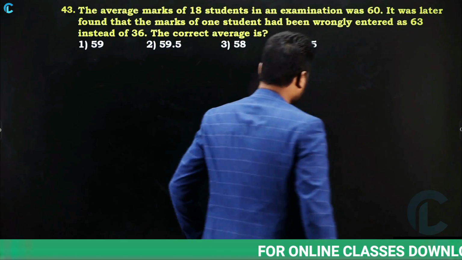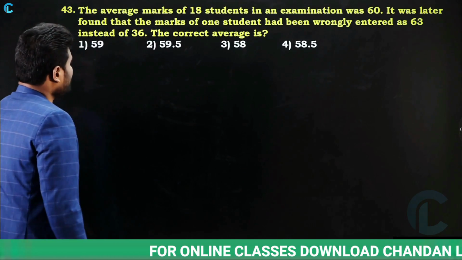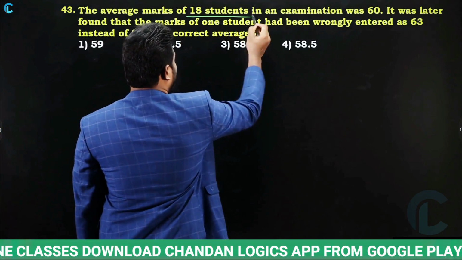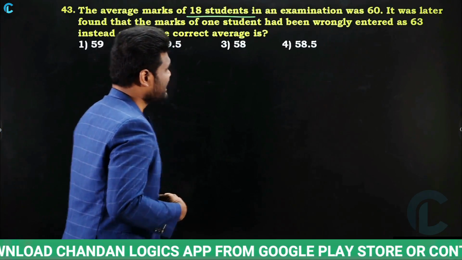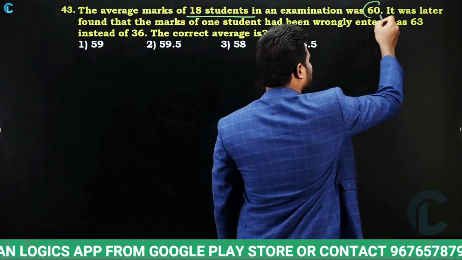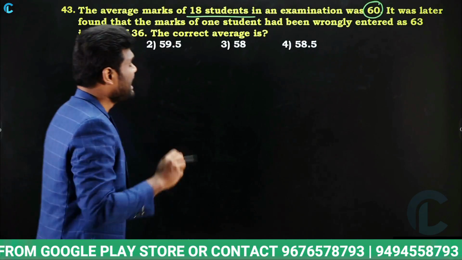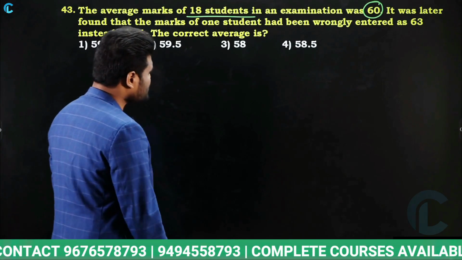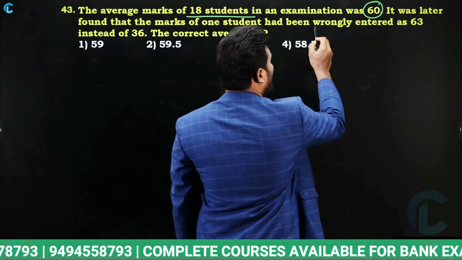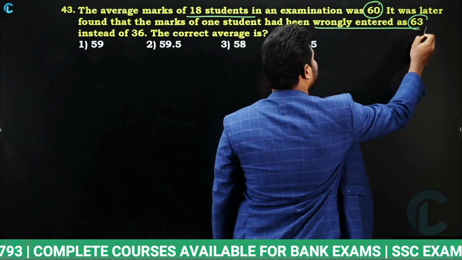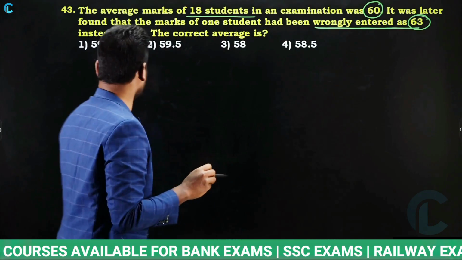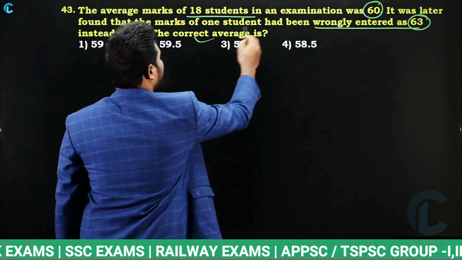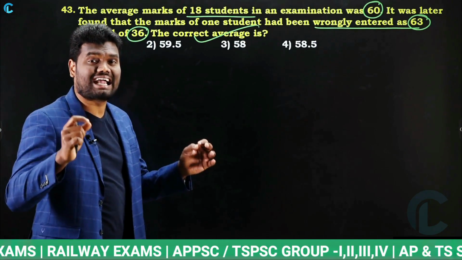Let us look at the next question. What is the next question saying? The average marks of 18 students in an examination was 60. So the 18 students' average marks is 60. It was later found that the marks of one student had been wrongly entered as 63 instead of 36. The question asks us to find the correct average.